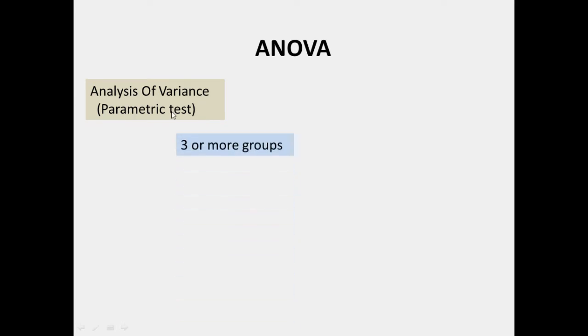Next one is ANOVA test. So first thing you need to know is what ANOVA is. It is analysis of variance. It is a parametric test. Here it is used for three or more groups.